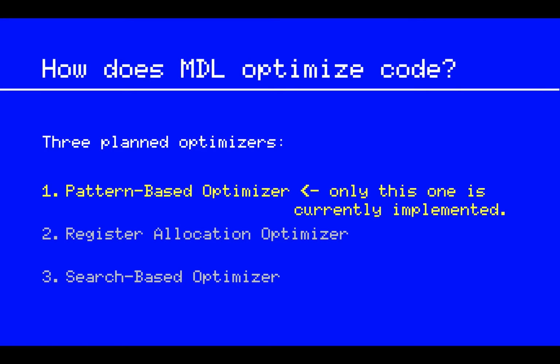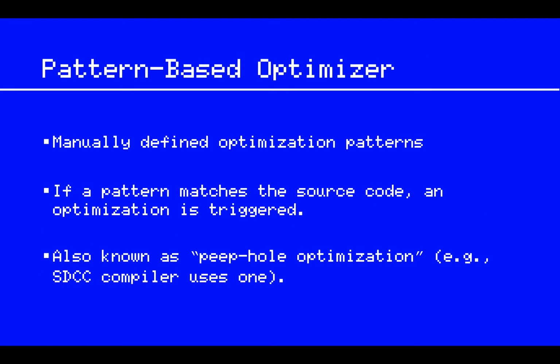So how does it work? A pattern-based optimizer works by having a manually defined set of optimization patterns, and I will show you examples of those patterns in a minute. If one of those patterns matches some part of the source code, an optimization is triggered. This type of optimizer is also known as a peephole optimizer. For example, the SDCC C compiler actually uses a peephole optimizer. So MDL is not the only peephole optimizer for Z80 code.